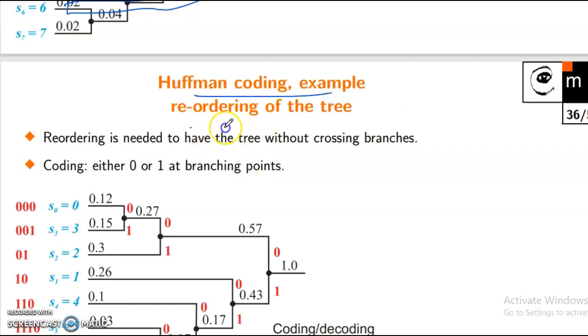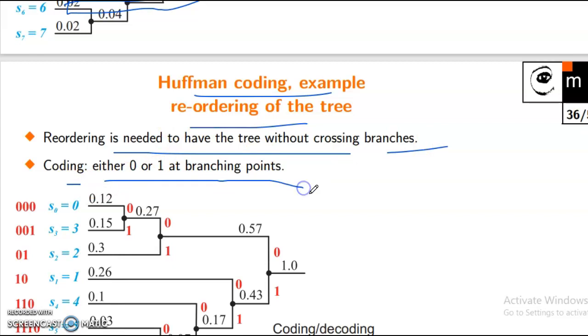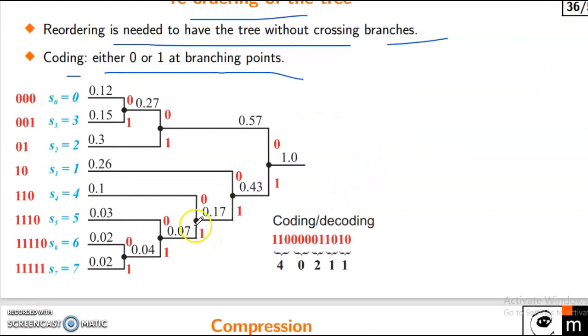Huffman coding example: reordering of the tree. Reordering is needed to have the tree without crossing branches. Coding is either 0 or 1 at the branching points. Here we start the coding and tree coding.